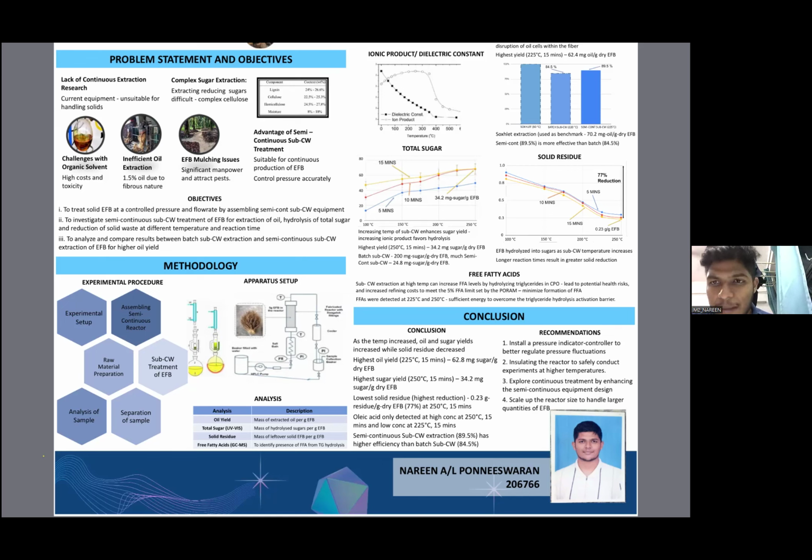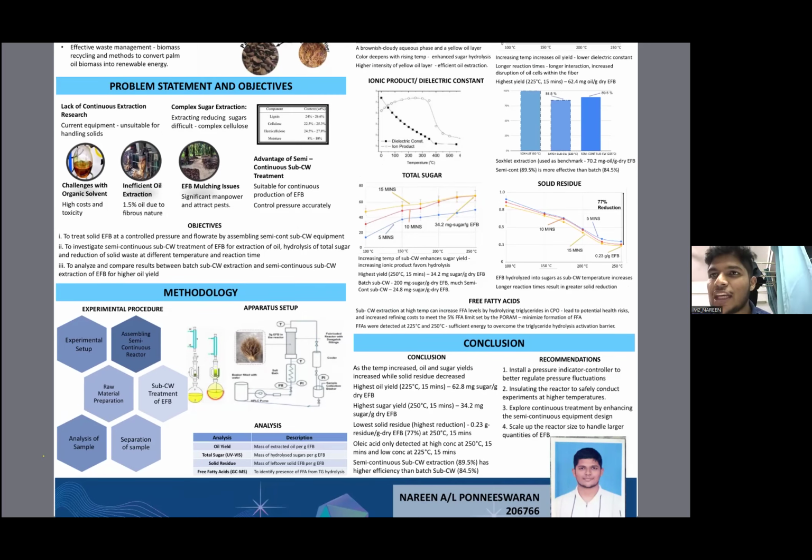Next is the analysis of samples, where four main analyses were done. First, the oil yield analysis, where the mass of extracted oil per gram of EFB was measured. Total sugar was analyzed using a UV-Vis spectrometer with the phenol sulfuric acid method, where the absorbance was recorded. The mass of hydrolyzed sugars was recorded per gram of EFB. Next is the free fatty acids. This was to identify the presence of free fatty acids due to the hydrolysis of the oil during the subcritical water process, which is unwanted. And last is the separation of sample, which is done by the centrifugation method.